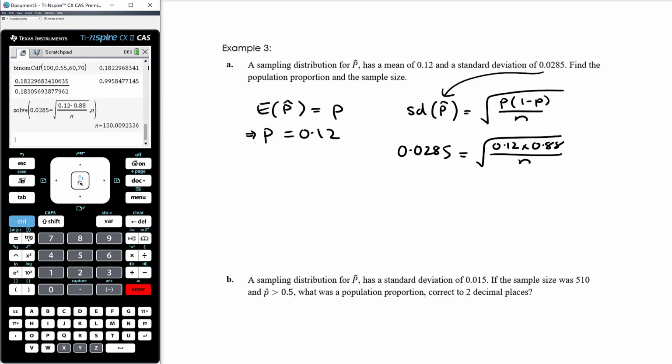Comma n. And we find that n, obviously it's a sample size, and so it's the nearest whole number, that is, n is 130. So we must have had a sample size of 130 if the sampling distribution has a mean of 0.12 and a standard deviation of 0.0285.